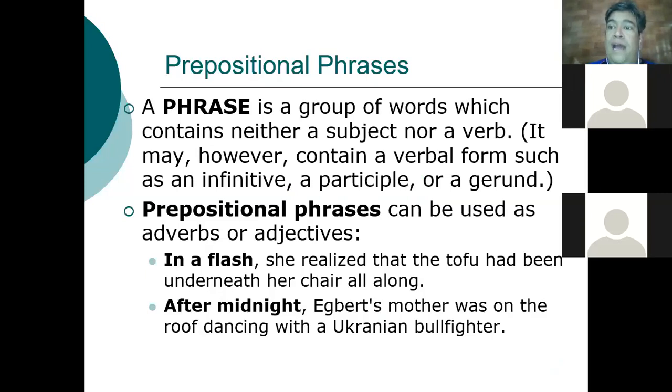So, we have different types of phrases. Tenemos diferentes tipos de frases. Vamos desde las frases preposicionales a las adverbiales, a las sustantivales, and so on, okay? Here is a group of words which contain neither a subject nor a verb. It may, however, contain a verbal, okay? A verbal is a form of infinitive, participle, or gerund, okay? Ya voy a explicar lo que es un verbal a través de una imagen que se las voy a pasar también.